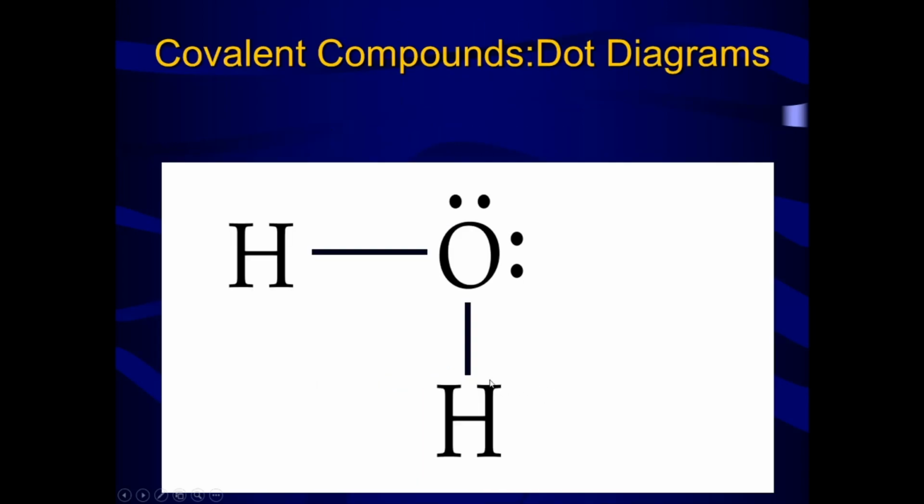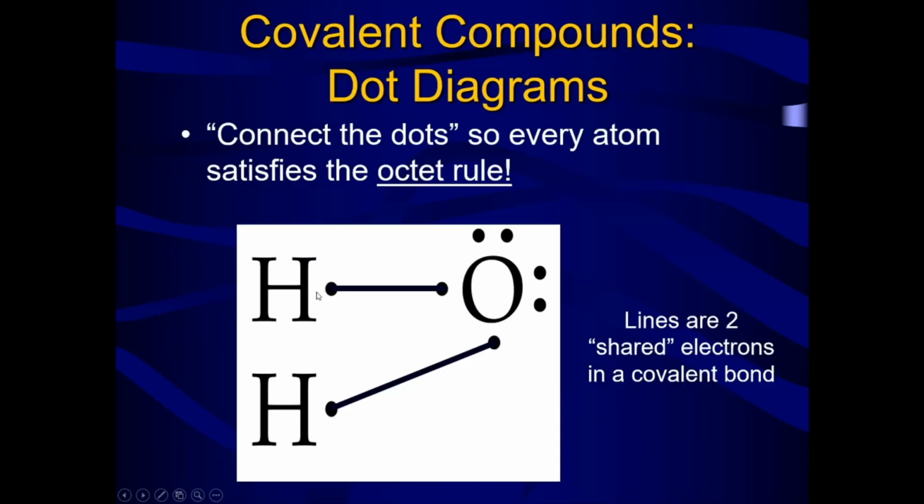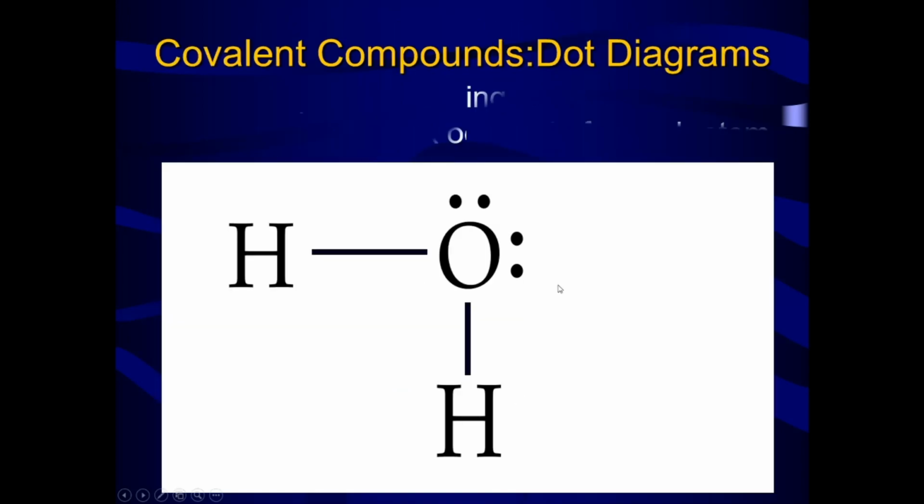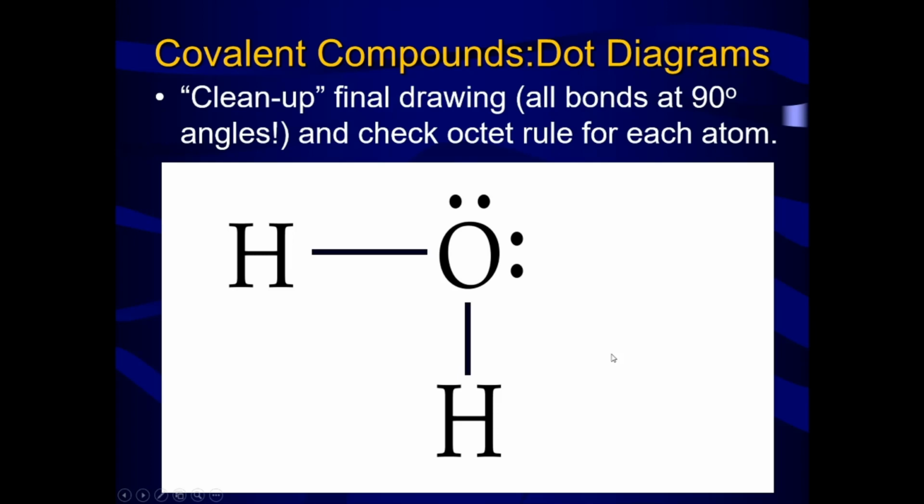Right, now we drew out the model kind of sloppy, so in a typical sense we wouldn't draw out the dot diagrams like this. For dot diagrams, you want to clean it up. You want to clean up your final drawing so that the actual molecule itself has only 90-degree angles. And we also want to make sure that we check for the octet rule.